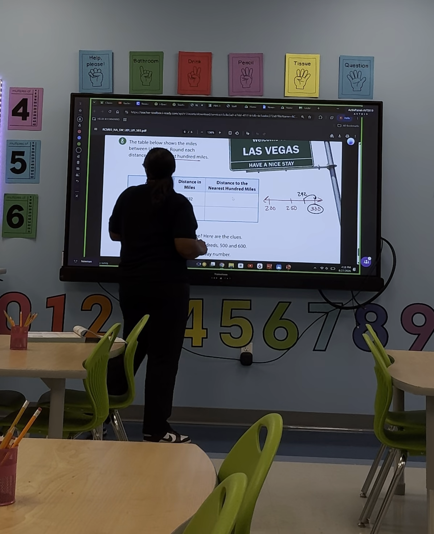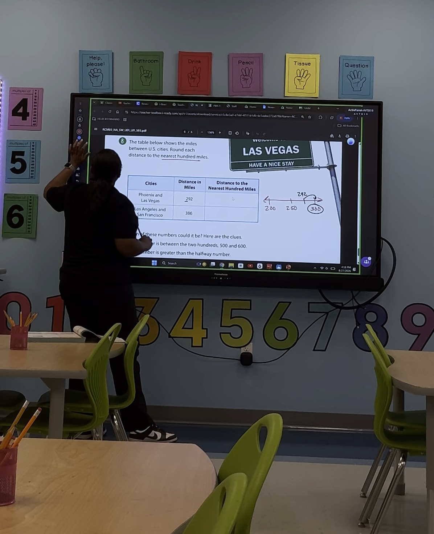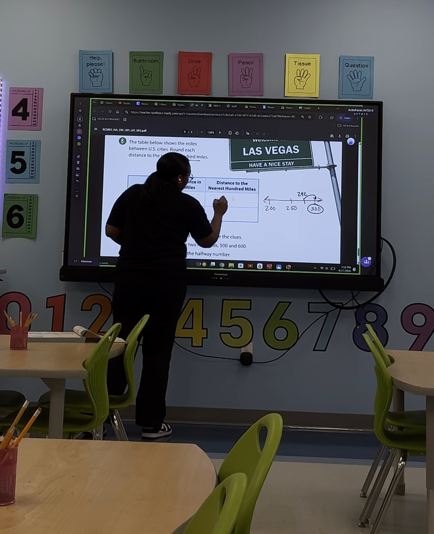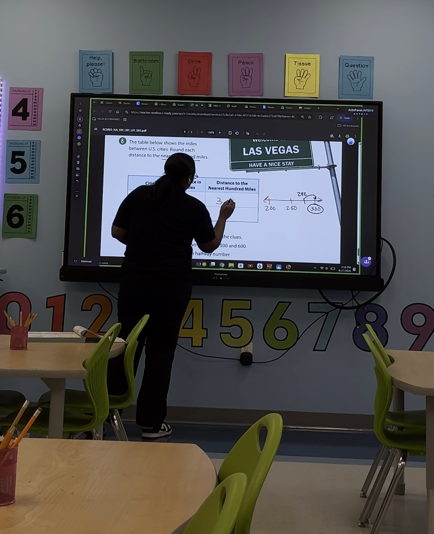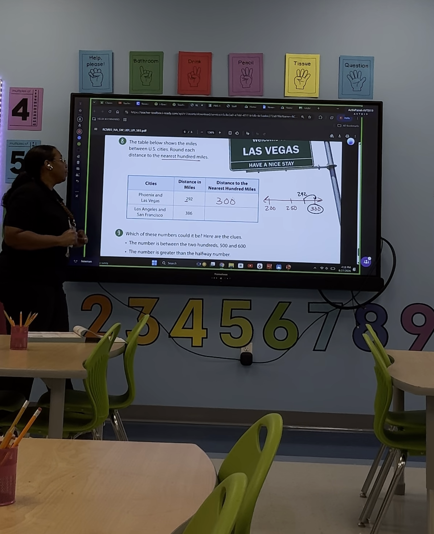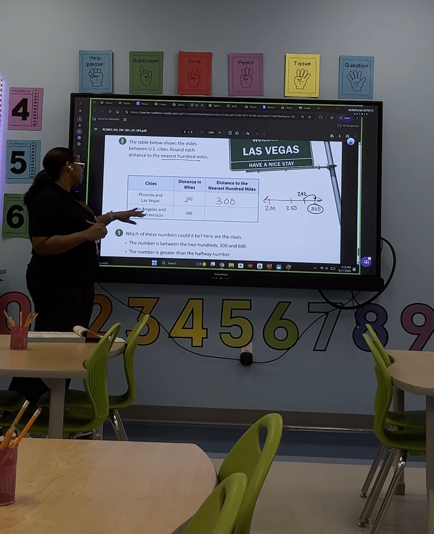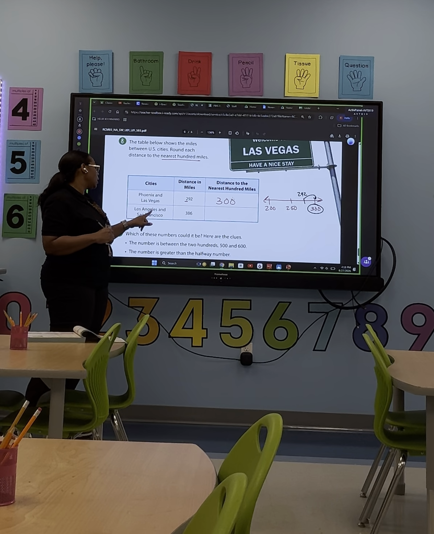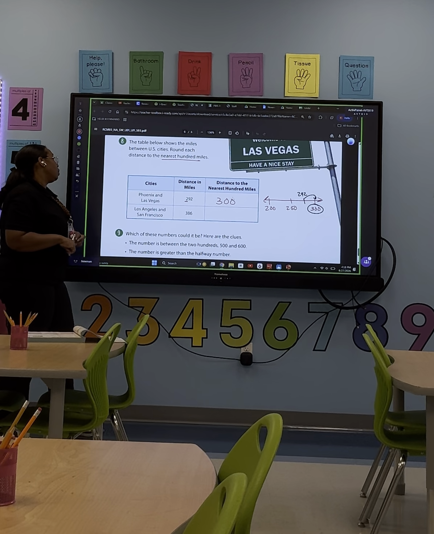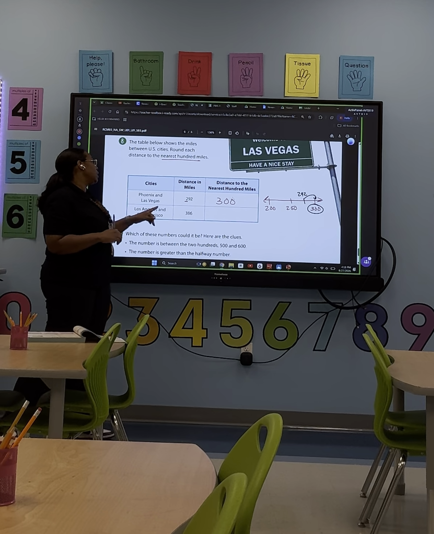So now we know the answer to the distance for Phoenix and Las Vegas is going to be 300. Okay, let's go to the next cities, which is Los Angeles and San Francisco. So their distance in miles is 386. So let's round that to the nearest 100 miles. And the first step we're going to do is always start with your number line.